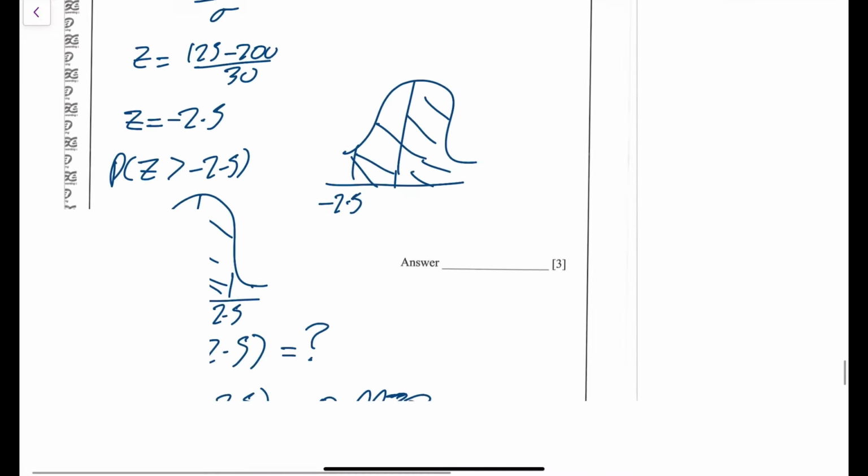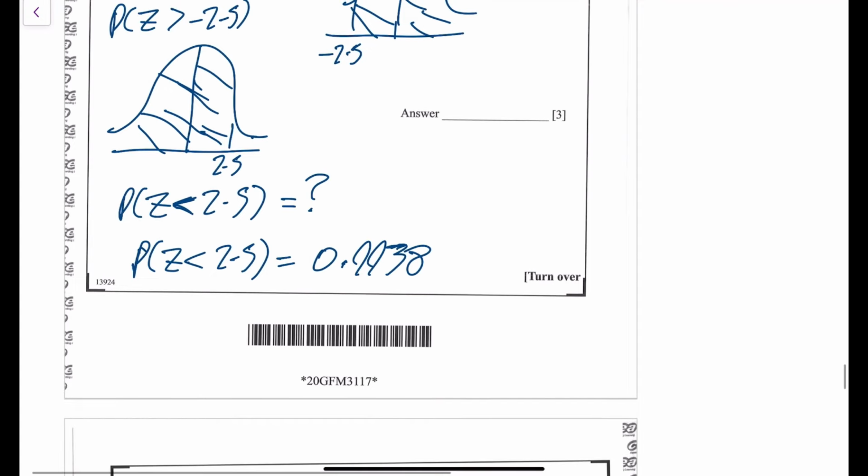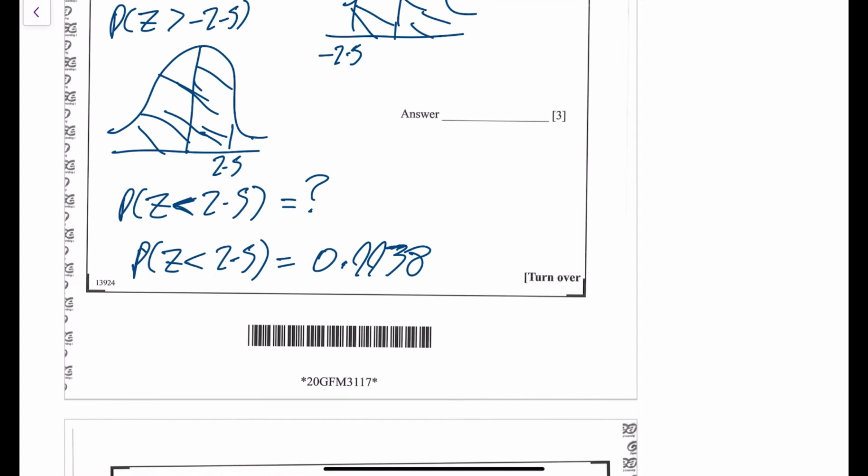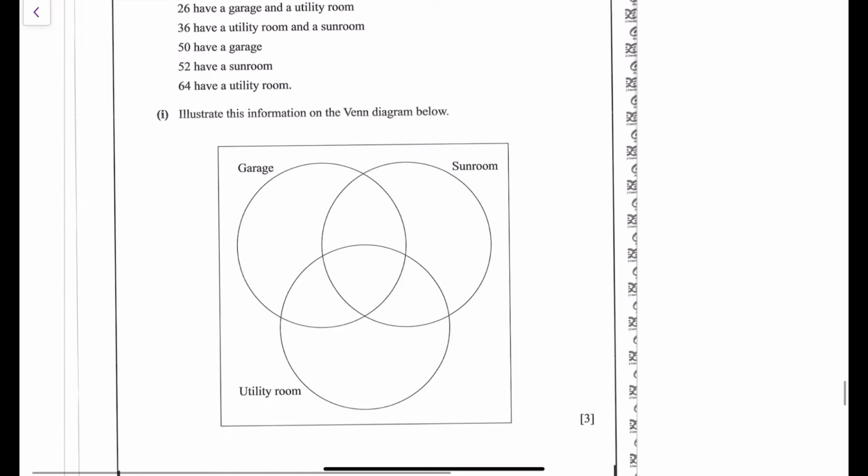Where are we? Here we go. 0.9938. Okay. Right, on to our last question. Venn diagram questions. Very, very easy to make a mistake on these questions, so just take care.